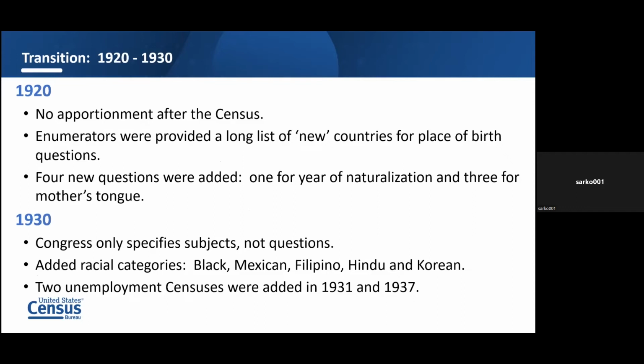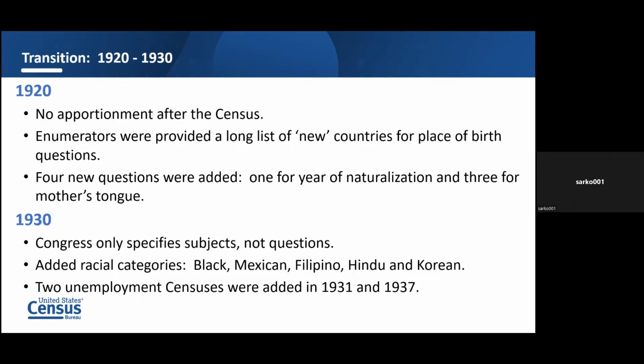There was no apportionment after the 1920 census. In 1929, Congress passed the 1929 Reapportionment Act. This bill declared that the House of Representatives would be apportioned based on the results of the 1930 census.